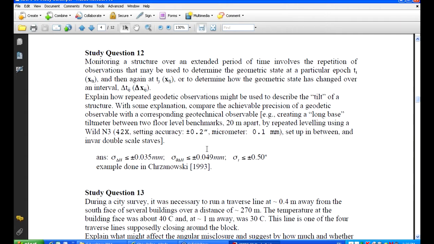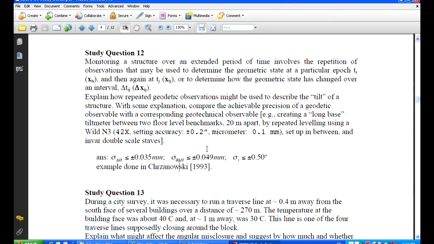If we then realize that the difference between the two is going to be root 2 larger because we're taking delta H2 minus delta H1, then we multiply the 0.035 by root 2 and we get 0.049 millimeters. And then if we take the 0.049 millimeters, which is now our sigma delta delta H, divide by the 20 meters and convert it into arc seconds, we get half an arc second.